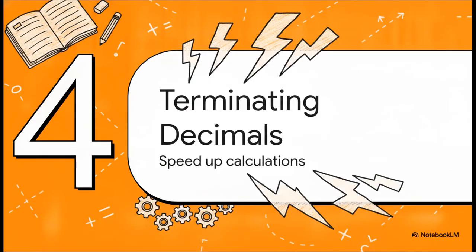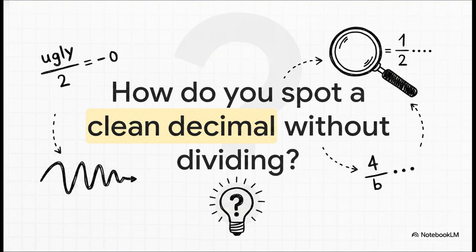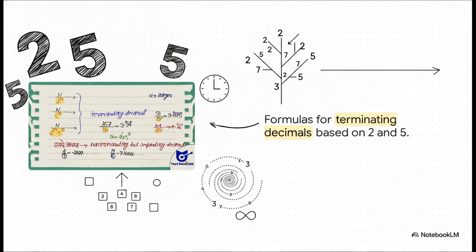All right, welcome to the hacks. Section 4, the terminating decimal trick. So let me ask you this. If you're staring at an ugly fraction, how do you know if it's going to result in a clean, neat decimal or a messy, endlessly repeating one without actually doing the long division? Is there a way to just look at it and instantly know? Yes, there absolutely is. Here is the trick.